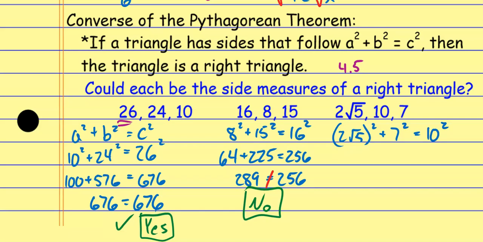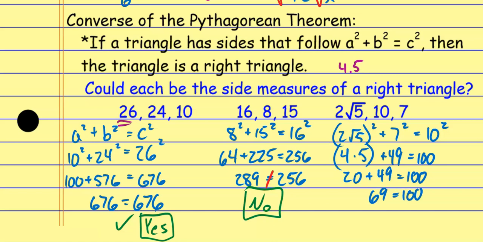And so what happens here, I just squared these pieces separately. Ready? 2 squared is 4. And now root 5 squared, remember squares and square roots cancel each other out, just gives me a 5, okay? And so I square each of those pieces individually in order to simplify this. And so here that gives me a 20. And when I add these together, that gives me 69 equals 100. And so once again, no, this is not a right triangle.